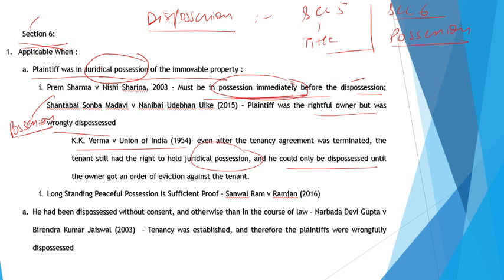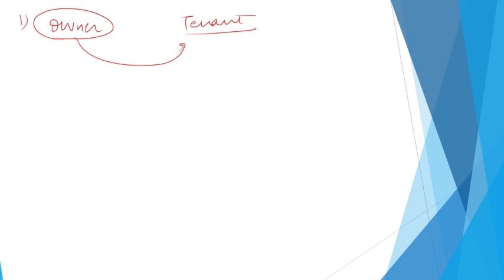These 2-3 cases, this case as well as the case of Narbada Devi Gupta versus Virendra Kumar Jaiswal, are basically based upon the concept of dispossession happening without consent and also otherwise than in the course of law. Just imagine the scenario of the owner and the tenant, as I already gave you this example. Here the owner has already given the eviction notice to the tenant.